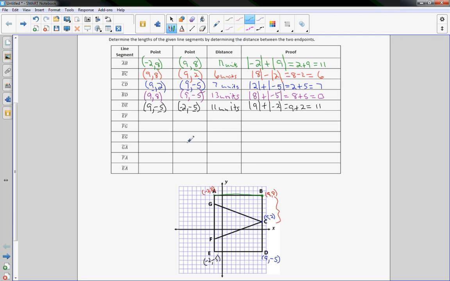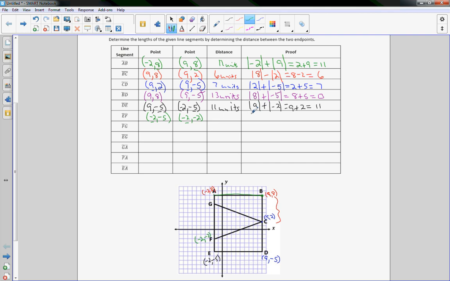EF. E is here, F is here. F is the point -2, over 2, down 2, -2. So E is -2, -5. And F is -2, -2. The X's are the same, so I'm going to focus on the distance from -5 to -2.